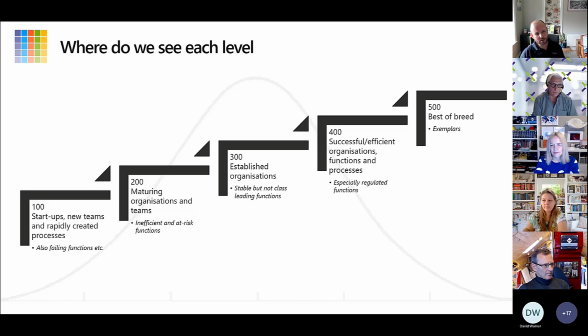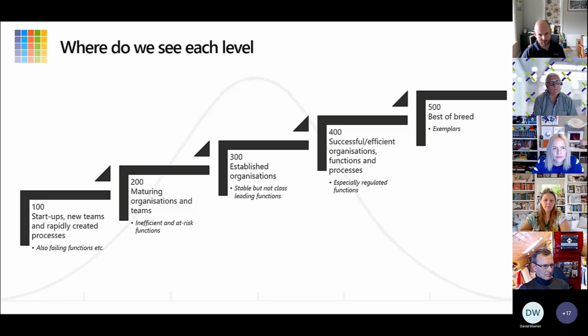And level 200 is where organizations, and I think it's where my organization is, are maturing, learning, and moving our way to a defined process in a way that we like to work. Level 300 is around established organizations which have been around, they've understood what they need to do, probably hit some problems and learned from those, so they've got a process and a way of working which is robust. And level 400 is where you're evolving those competencies, becoming successful, efficient organizations.